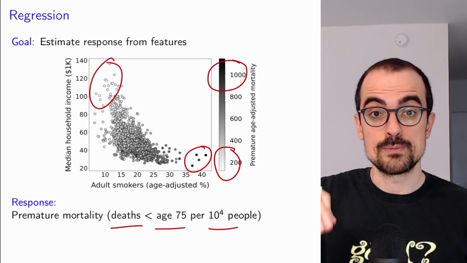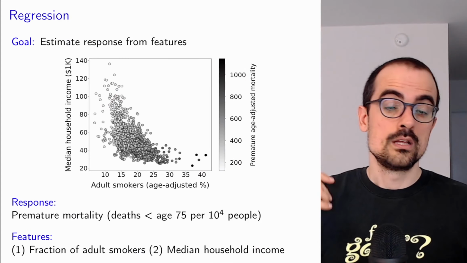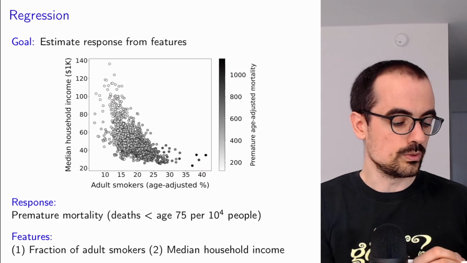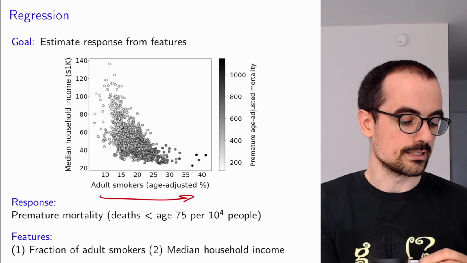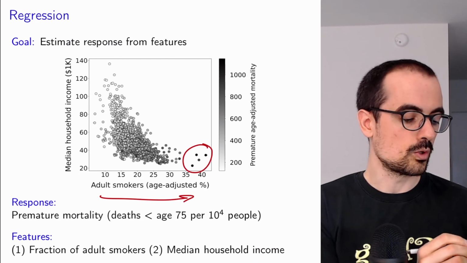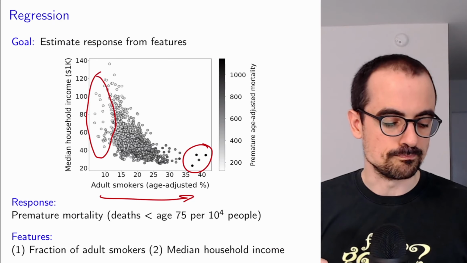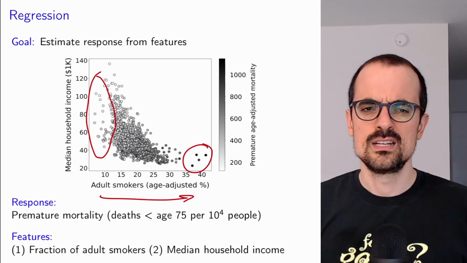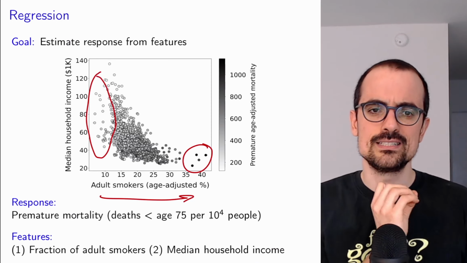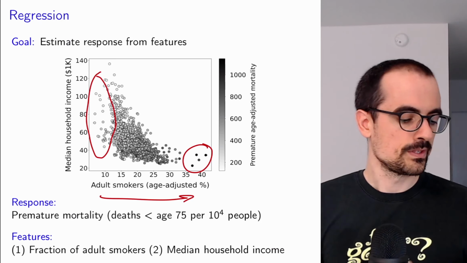We want to estimate premature mortality as a function of two features. The fraction of adult smokers, which is this axis over here. For example, here these counties have about 40% adult smokers, whereas these ones have less than 10%. I'm not sure I made that clear, but here each data point corresponds to a county in the United States.